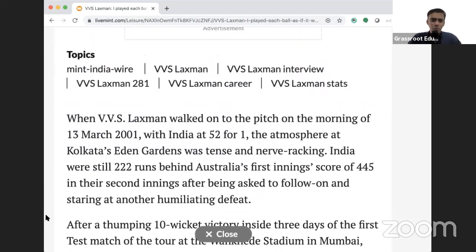All right. Let's go. When VVS Lakshman walked onto the pitch on the morning of 13th March 2011 with India at 52 for 1, the atmosphere at Kolkata's Eden Gardens was tense and nerve-wracking.